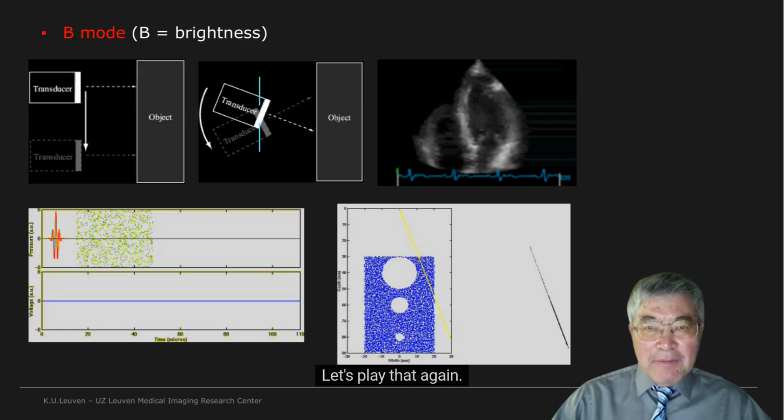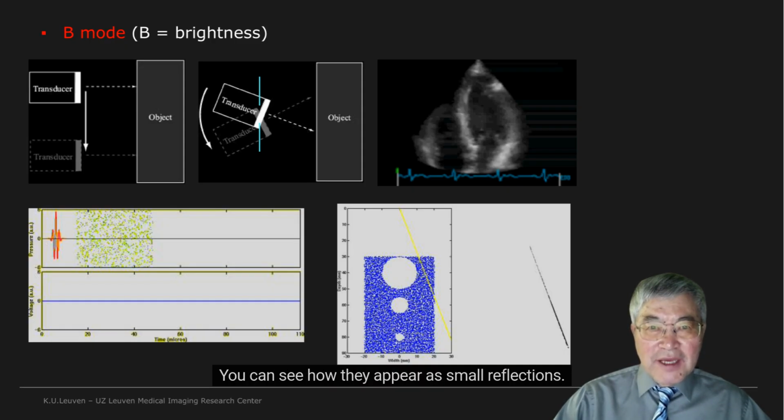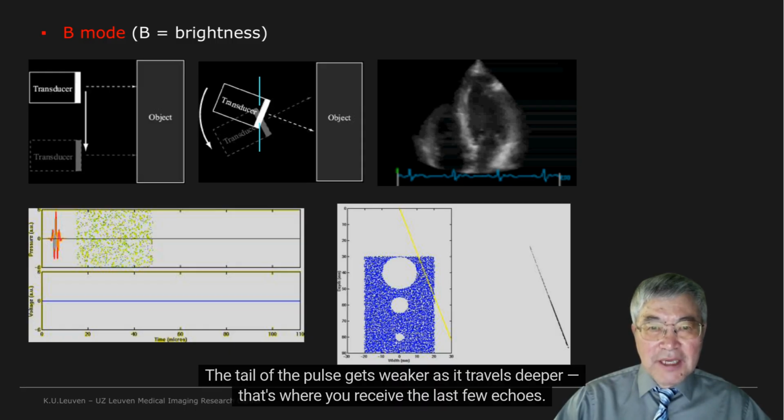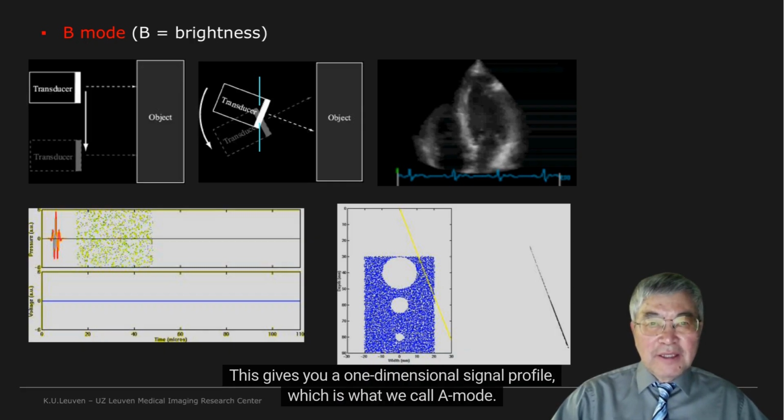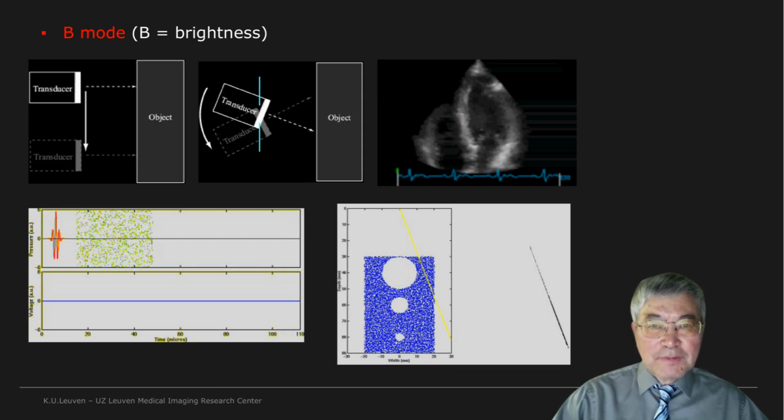Let's play that again. Watch the blue dots. Those are the echoes. You can see how they appear as small reflections. The tail of the pulse gets weaker as it travels deeper. That's where you receive the last few echoes. This gives you a one-dimensional signal profile, which is what we call A mode.